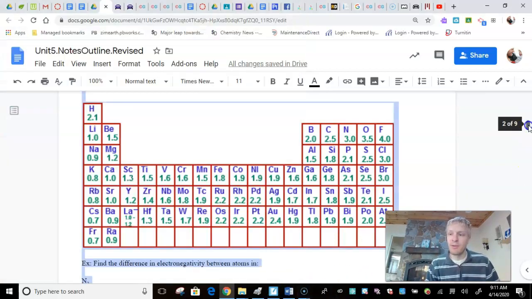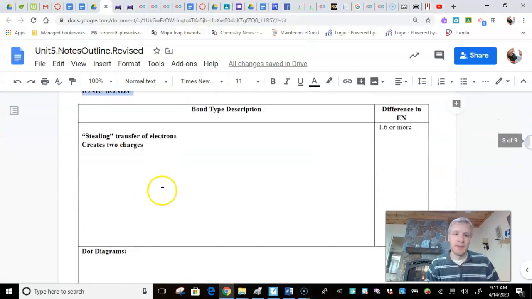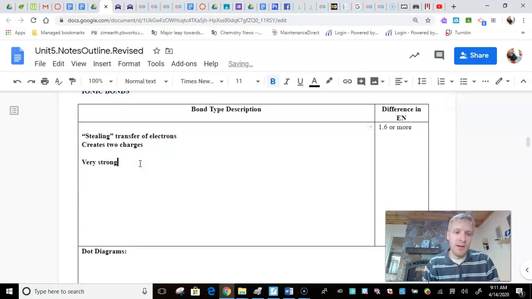So let's write some more notes. Very strong, high melting point. Because of that strength, it's got a high boiling point also. Forms a crystal lattice.